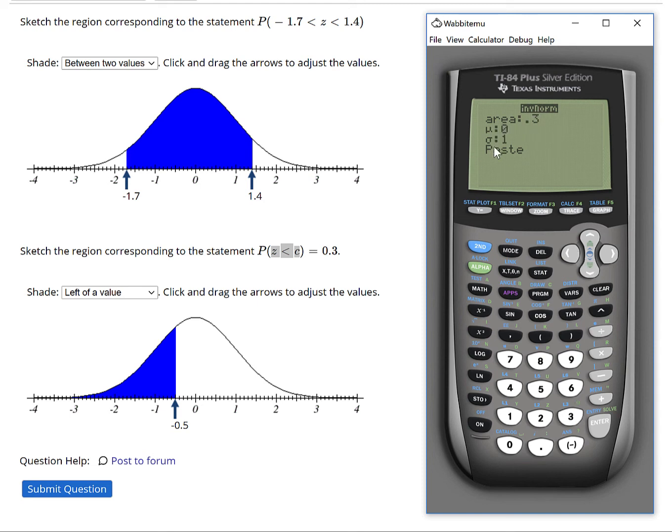Now, it does sort of require you to put all 3 inputs, even if you're on a standard normal. Standard normal distribution has a mean of 0, standard deviation of 1, so make sure you put those in. Then when you hit paste, all it does is it feeds that information into the inverse norm function, so it operates in the same way. It's just helping you remember what those different inputs are.